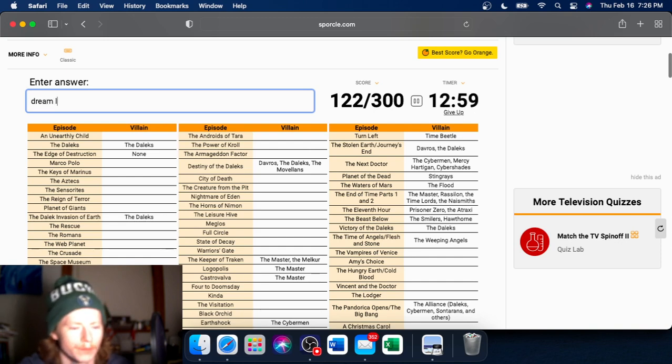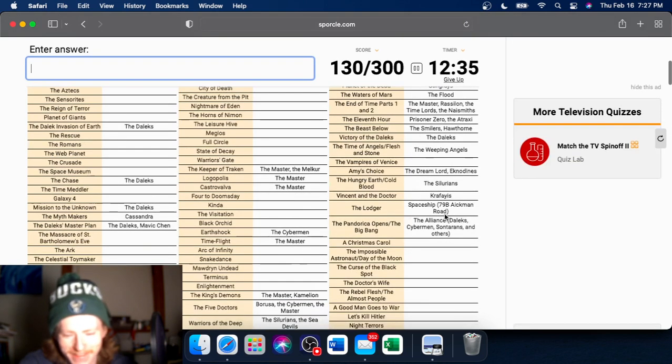Amy's Choice, Dreamlord. Hungry Earth. That would be the Silurians. Okay. Silurians. Vincent and the Doctor is the Craphaeus. Oh my gosh, I spelled it right. The Lodger is upstairs. What a dumb answer. The character's name in Christmas Carol is Kazran. Sardic.